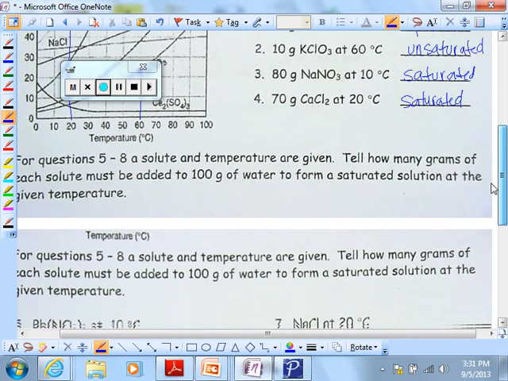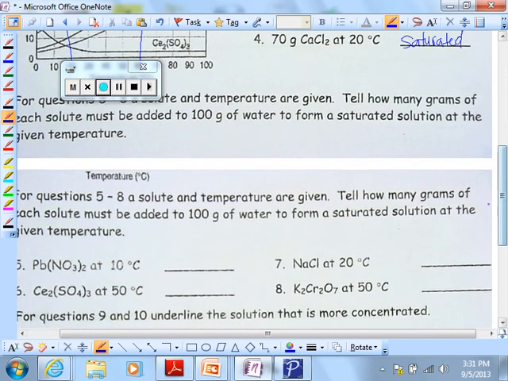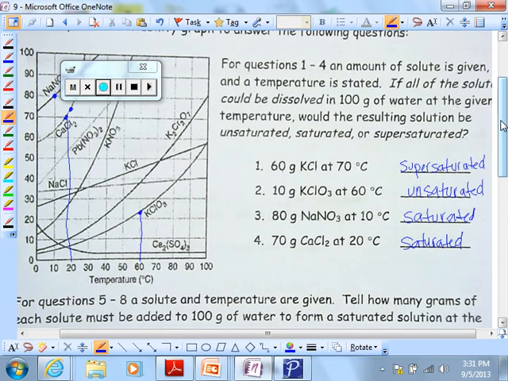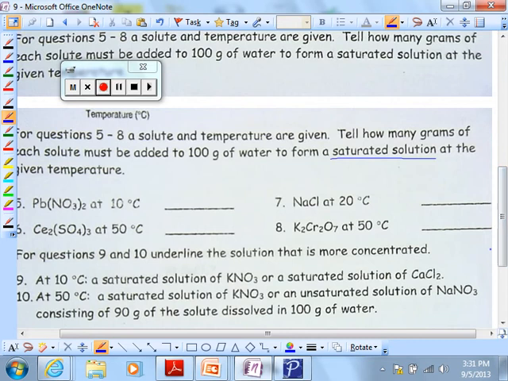We're still reading the graph. Okay, so I might have to scroll up and down. They want to know, at this temperature, how much should be added to form a saturated solution? Well, the graph tells us exactly what's saturated. So all you're doing here is reading straight from the graph. So lead nitrate at 10 degrees Celsius. So we go to 10 and find lead nitrate. Around 45 grams. Make sure you have a unit there. So we can dissolve 45 grams.